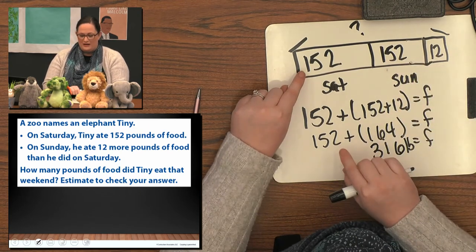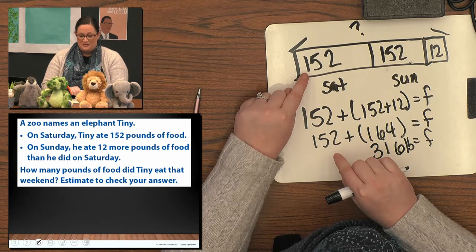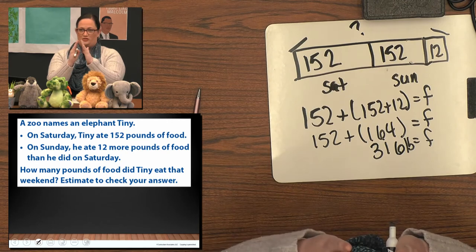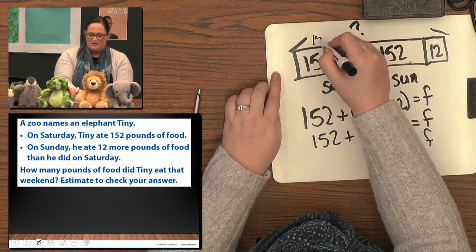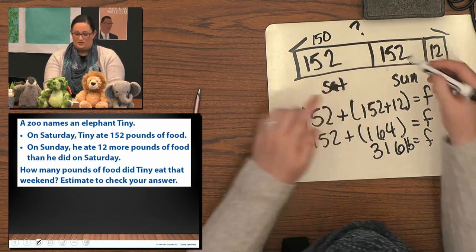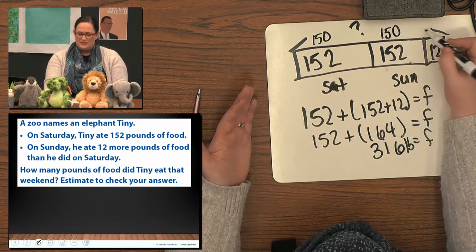So if I was to round to the nearest 10 with 150, 152 is closer to 150 than 160. So this would turn into 150. And then this would also turn into 150. And then 12 would turn into 10.